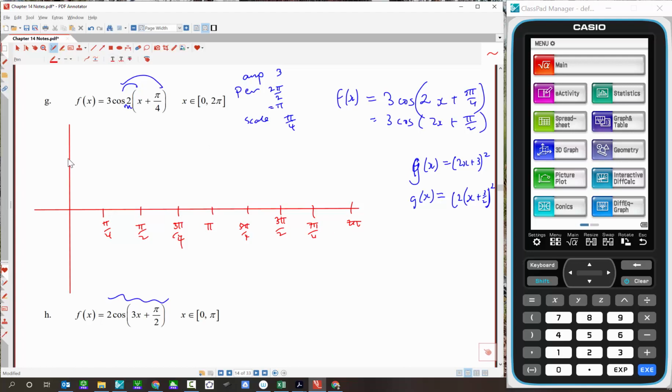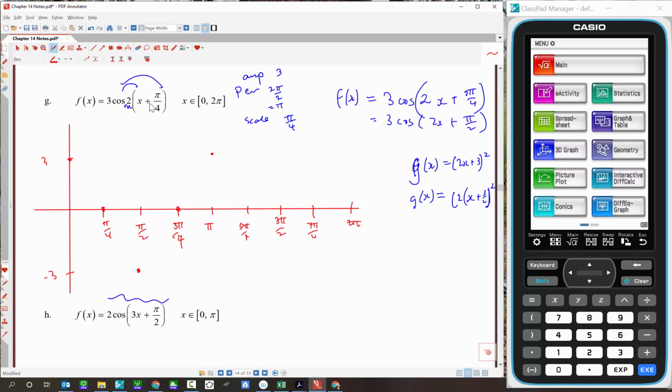Okay, so remember what we're going to do is just draw a normal cosine graph for y equals 3 cosine 2x. All right, so cosine starts high, so we're going to put our dots in. So high, go to there, there, there, and there, which is one cycle, which matches the period. All right, now let's take care of the translation.